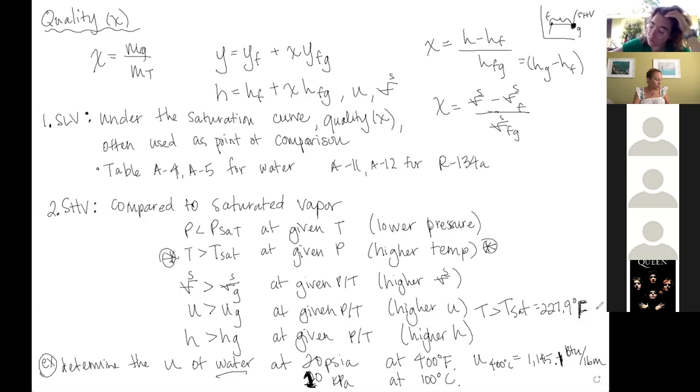It's the same thing if you were to do table A4, A5. So if you do table A4, A5, let's look at table A5 at 10 kilopascal. Our saturation temperature is 45.81 degrees.